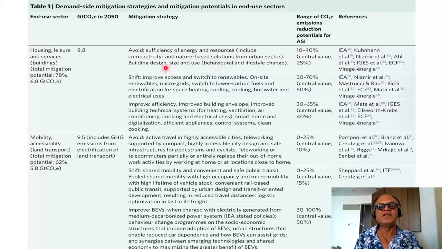So the avoidance here has the potential for ASI, avoid, shift, and improvement of 10 to 40% with a central value of 25%.